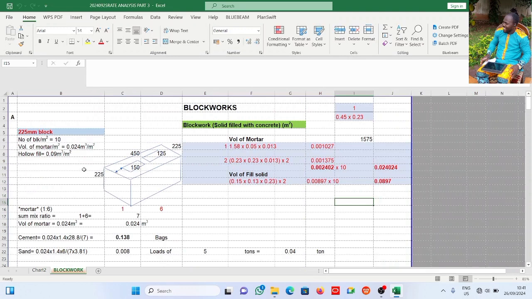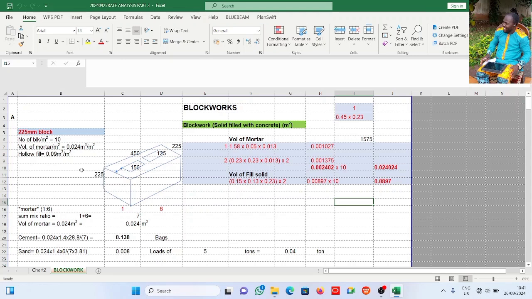Now in this tutorial I'll be showing us how to prepare rate analysis for blockworks. In part 1 we did foundation and excavation works. Part 2 we did concrete works, and this is part 3. We'll be looking at block works.